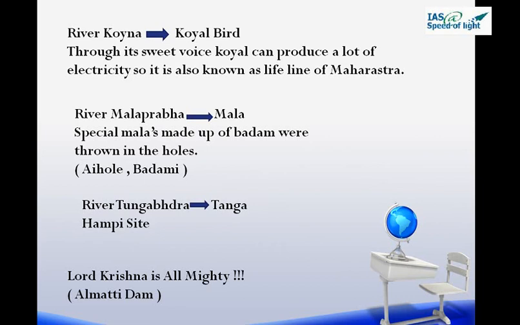You just imagine that. Because of all these things, Lord Krishna is almighty, and God is always almighty. So from almighty, it is Almatti Dam. Lord Krishna, we relate with almighty, or River Krishna has Almatti Dam.